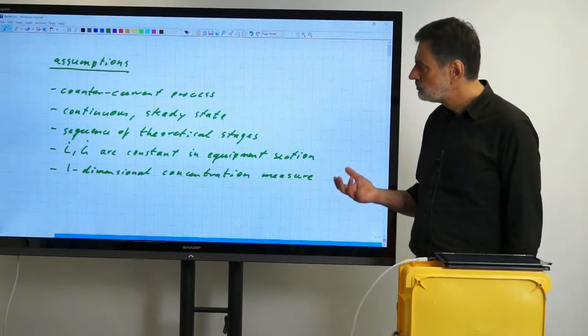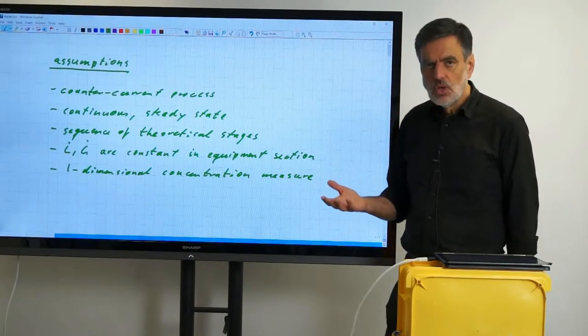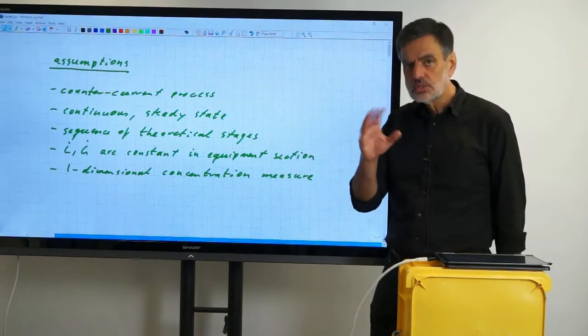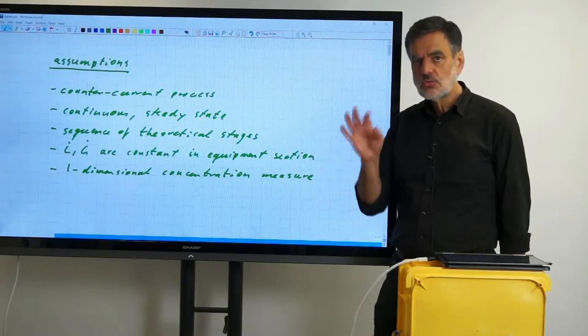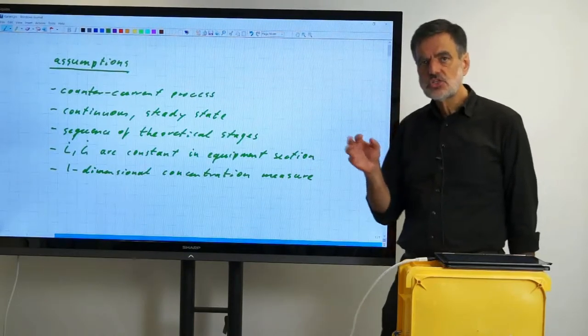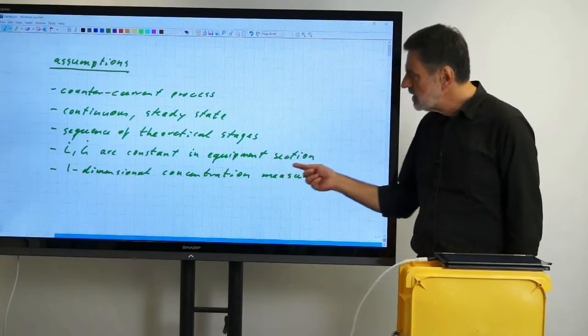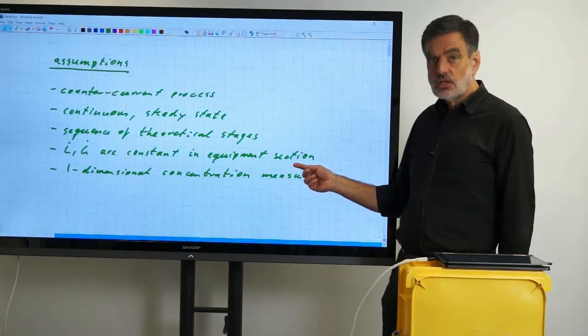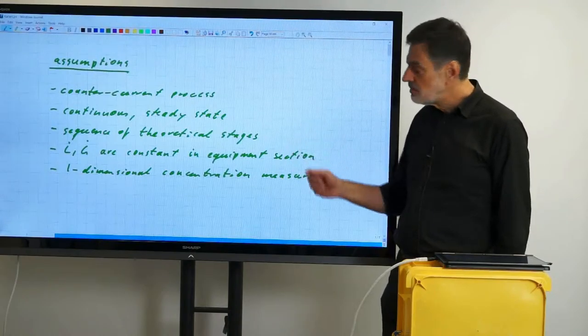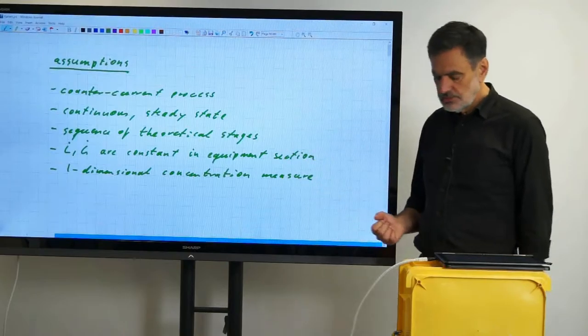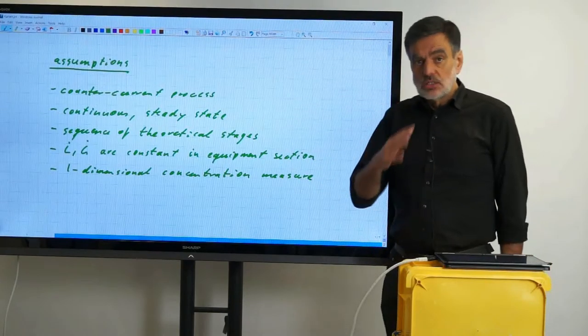Well, for distillation, we have shown how it works. We took into account that we have equimolar condensation and evaporation to ensure that in each column section we have constant L dot and G dot flow rates. And we had also a one-dimensional concentration measure, which was for a binary system the component mole fraction, for one component, which was in that case the light boiling component by convention. So we had just one concentration, one mole fraction.